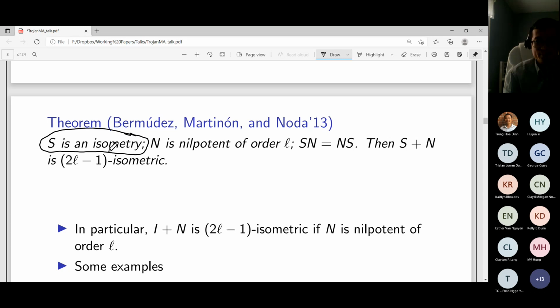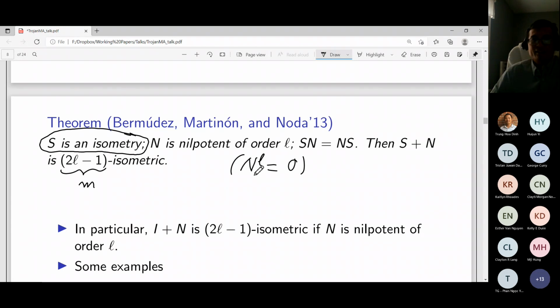If we begin with S, a general isometry, and N is nilpotent of order L, meaning that N to the L equals 0, and L is the smallest number that satisfies this condition. So S is an isometry, N is a nilpotent operator, and they commute, S and N commute. Then the sum of S and N is always m-isometric. But this particular m depends on the order of the nilpotency of N. M is 2L minus 1.